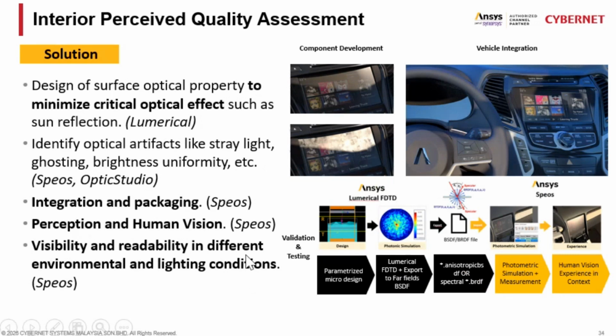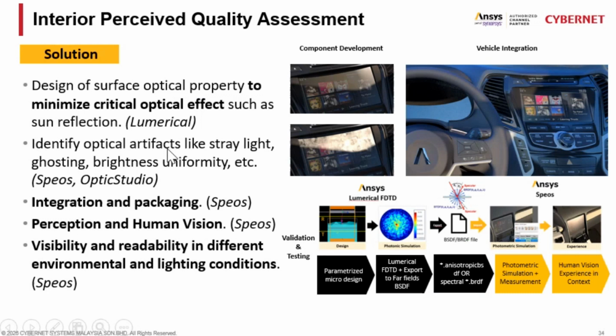And the next one will be the quality assessment, the precision quality. The first will be the dashboard screen, which has sunlight reflection. This one we can minimize the critical optical effect by using numerical design of the film. So this is the film we designed. After that, we get this BSDF, which is the material optical properties, that we import into Speos. So we can assign this film to the screen for our simulation.